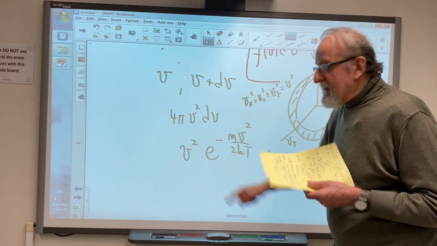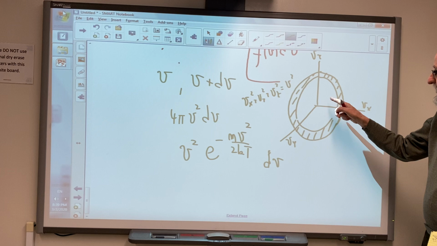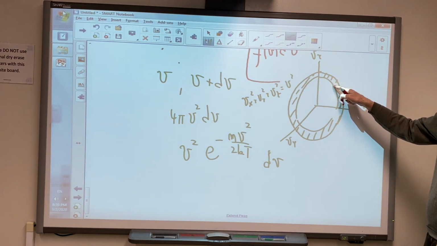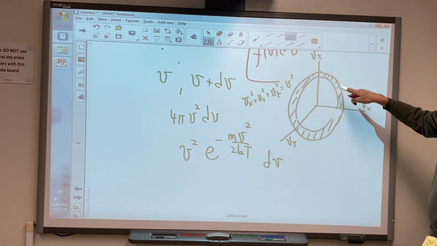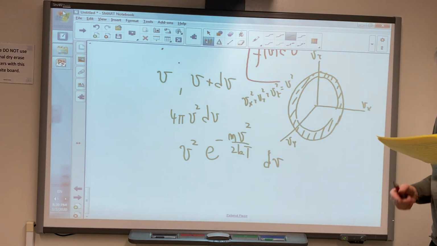So, contain a factor v squared. What does it mean? Simply that if I am counting states here, I count a certain amount, but when I'm counting states here at a bigger v, I have a bigger area that grows as v squared, and that's what gives me this factor v squared.